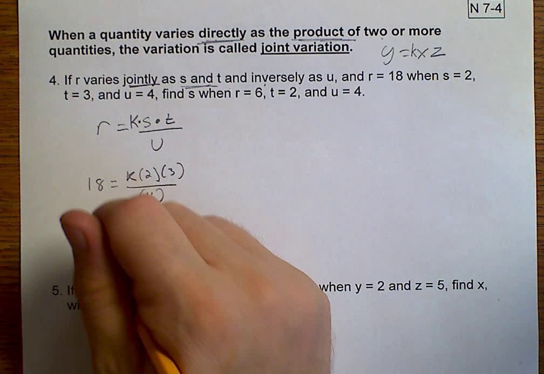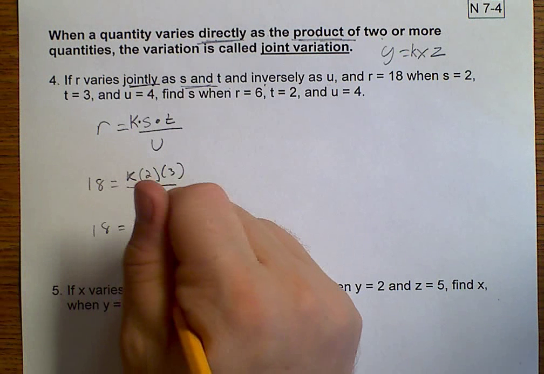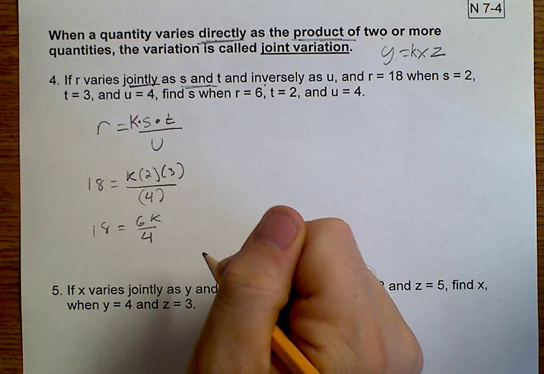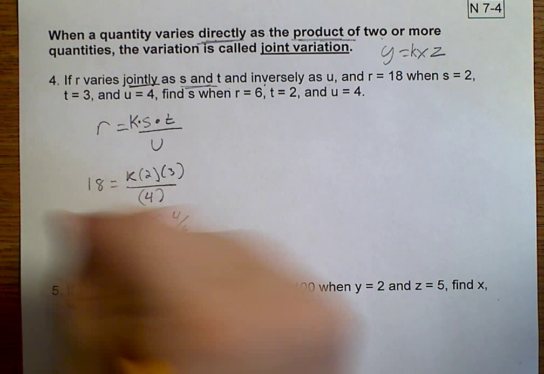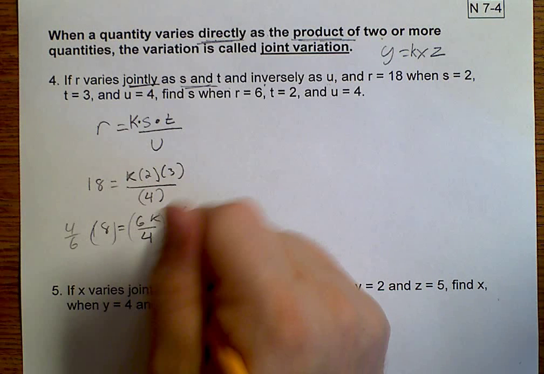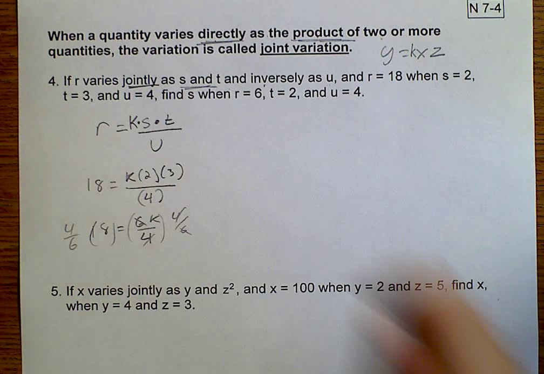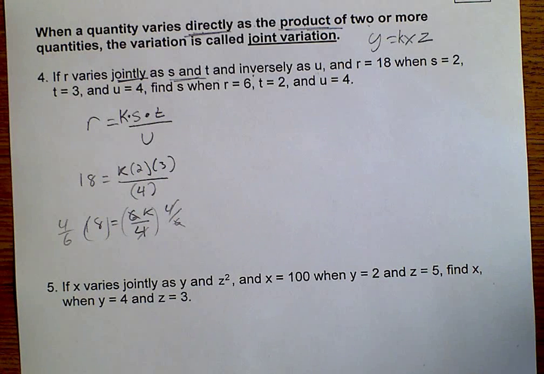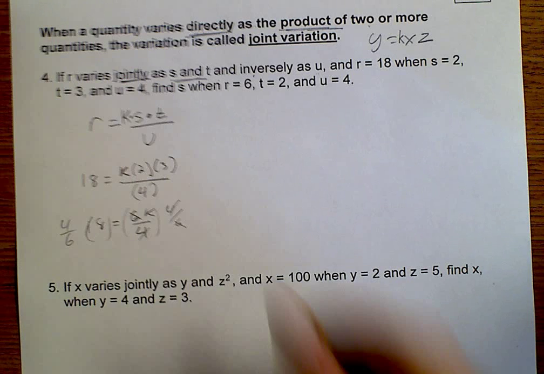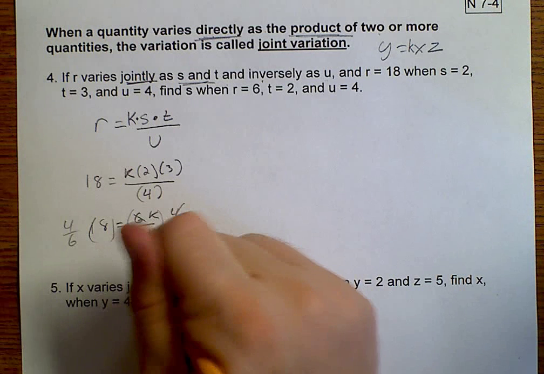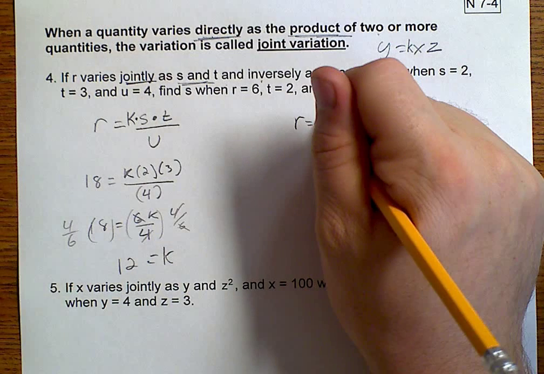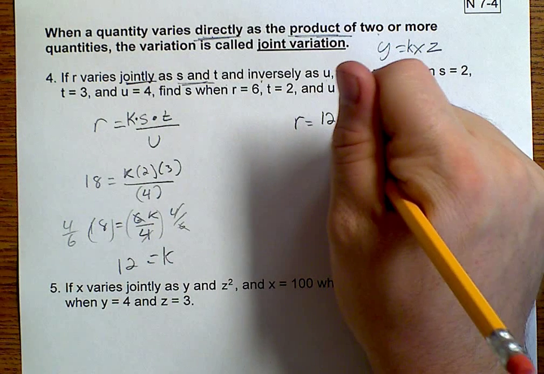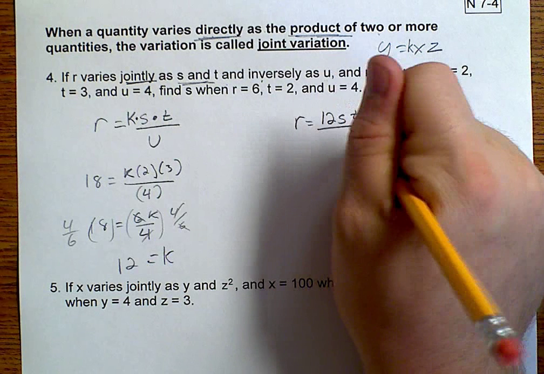Well, that's 18 equals 6k over 4. We multiply by 4 over 6. So 18 times 4 over 6 is 12. So r equals 12st over u.